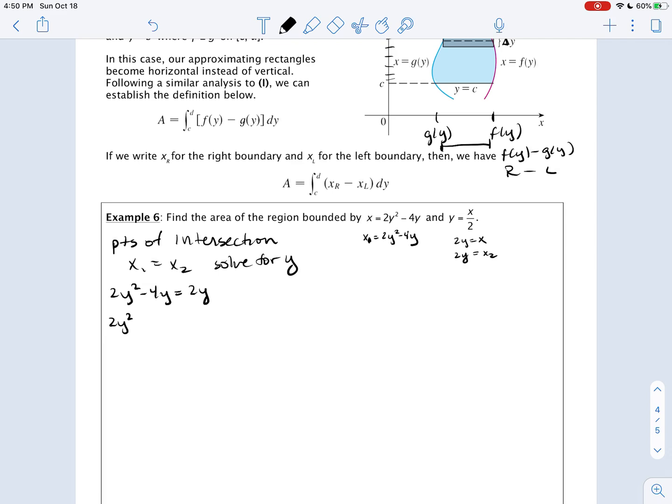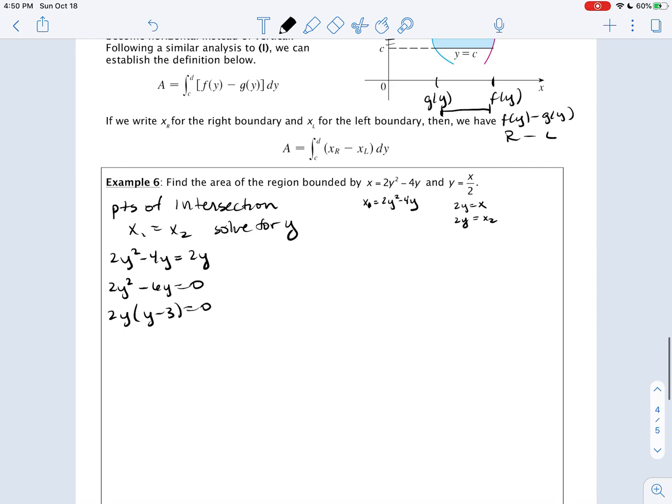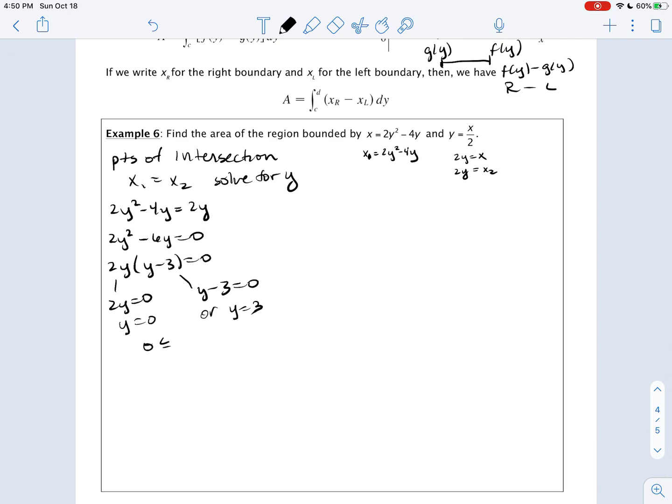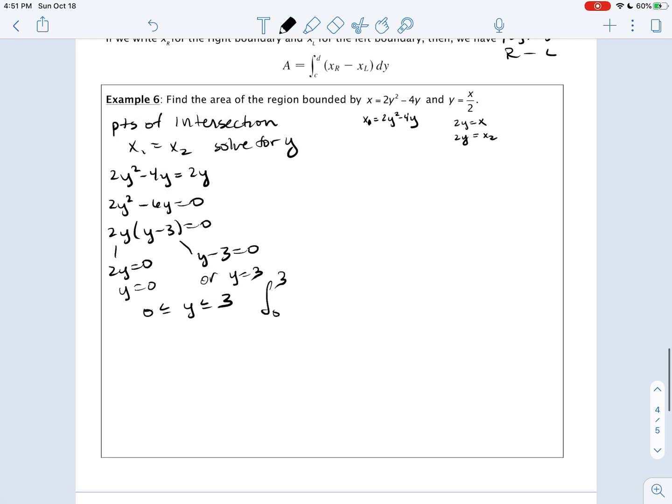Normally we move everything over to one side and set it equal to 0. And if I factor out a 2y, I end up with 2y times y minus 3 equal to 0. And now, with the zero factor property, 2y is equal to 0 or y minus 3 is equal to 0. So I get that y is equal to 0 or y is equal to 3. So I know that I've got a range of 0 to 3 for my integral, and that I can put aside.